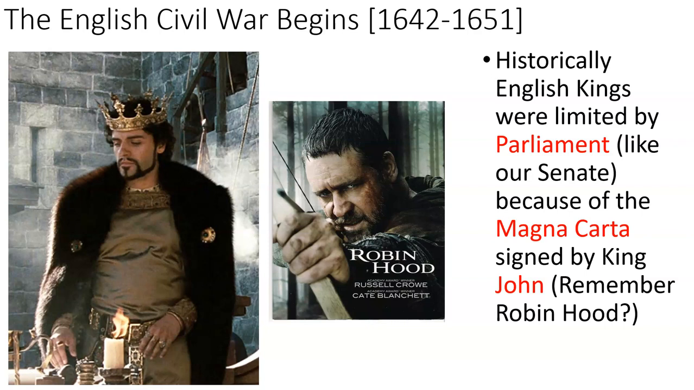Well, you're getting a theme here. Absolute monarchs don't like to share power. So it took this Robin Hood event, right? It took for King John to sign this Magna Carta. And basically what he said was, I'll work with Parliament before I raise taxes. So this is where I last left off. The Magna Carta was signed. It limited the power of the king. Made it so the king had to ask Parliament before raising taxes. That's where I left you off.